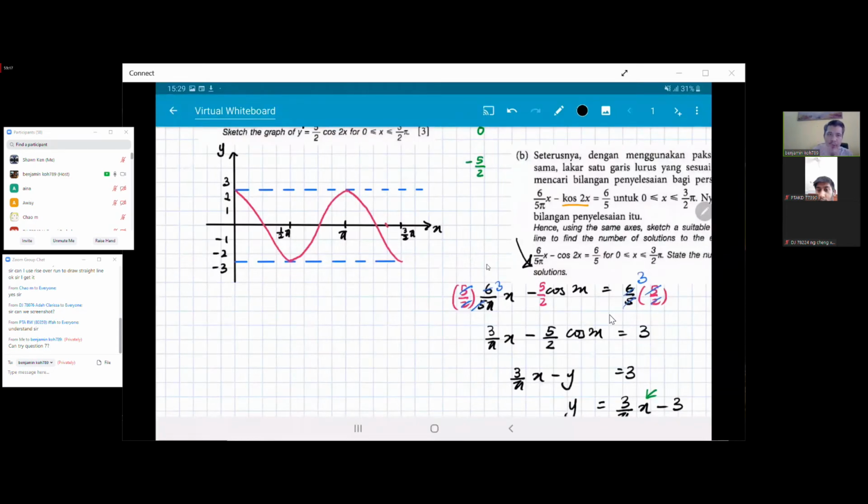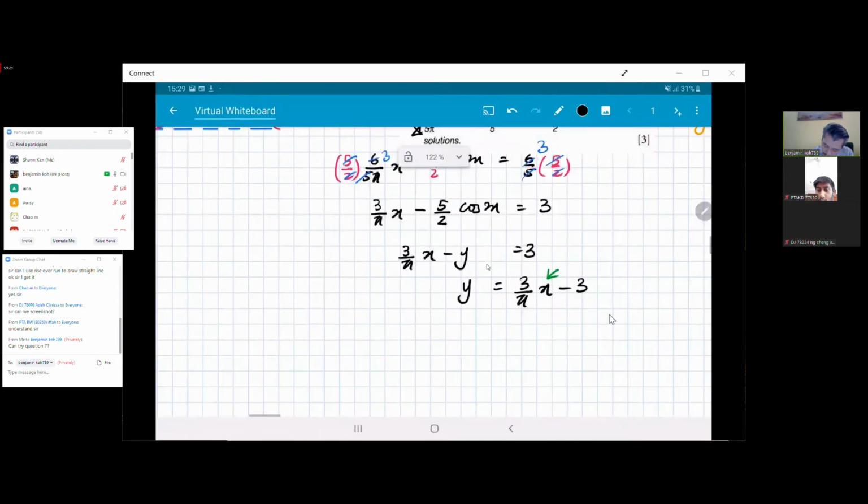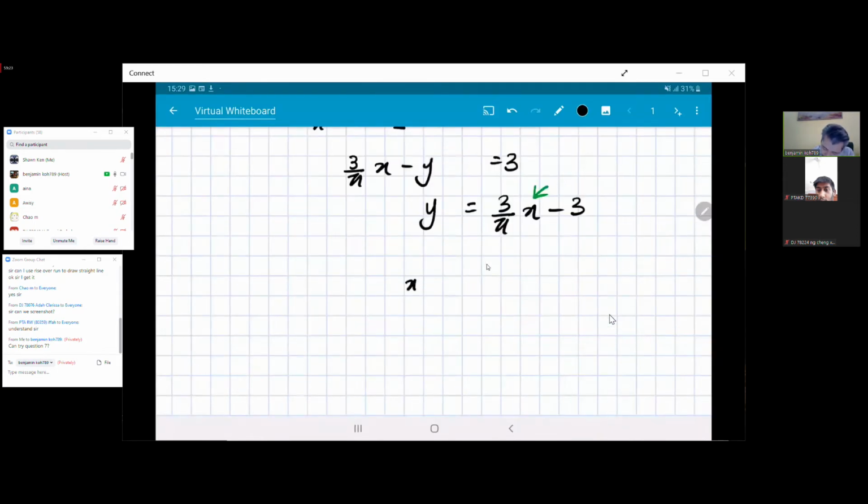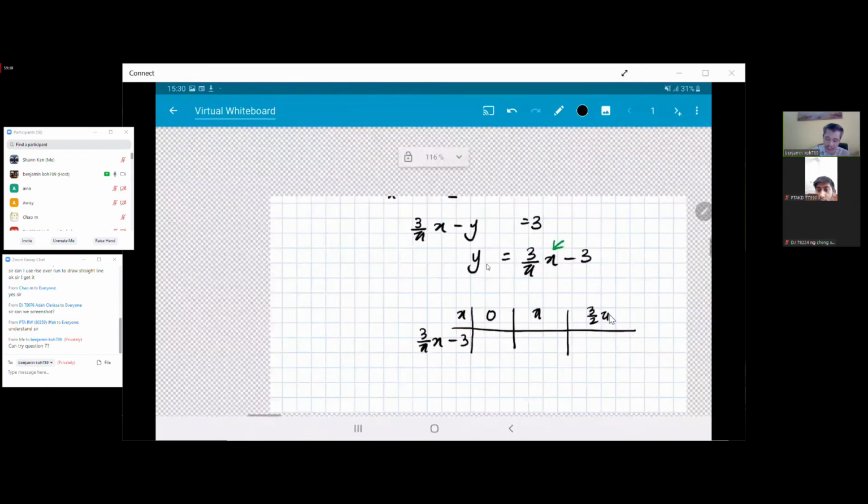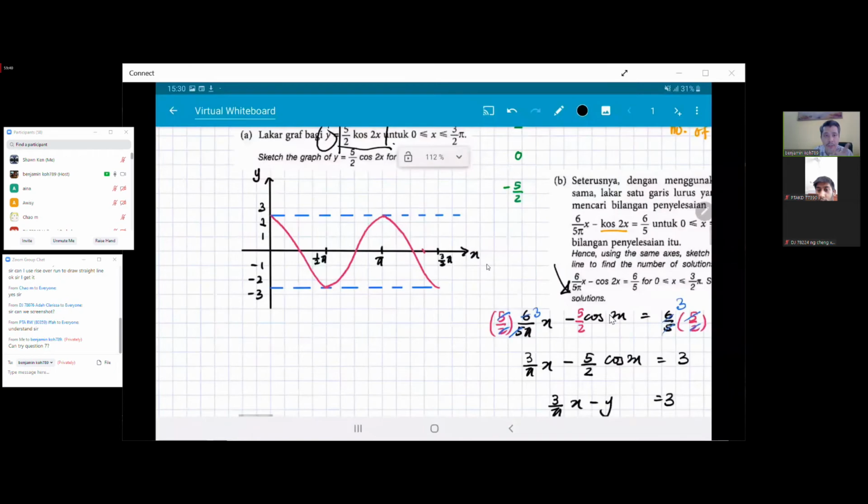So for example here, I can pick x, and then the equation is 3 over pi x minus 3, right? So what I can do here is, I can choose 0, I can choose pi, and maybe I choose 3 over 2 pi for the last one. Because nampak this graph here, the last point is 3 over 2 pi. Okay, so I take 0, I take pi, I take 3 over 2 pi. Okay, now you can put it into the equation.